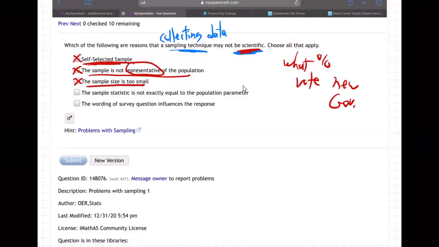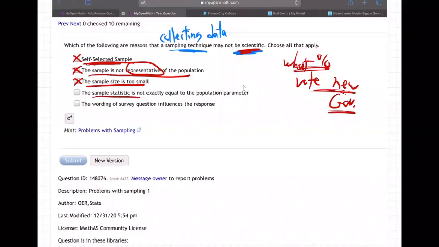Next, the sample size is too small. Yeah, that's a problem. If you only ask 5 people, that's not enough. You have to have a big sample if you want to get to the truth of what percentage might really vote a certain way. That's what they do when they poll ahead of time. They have to be careful.